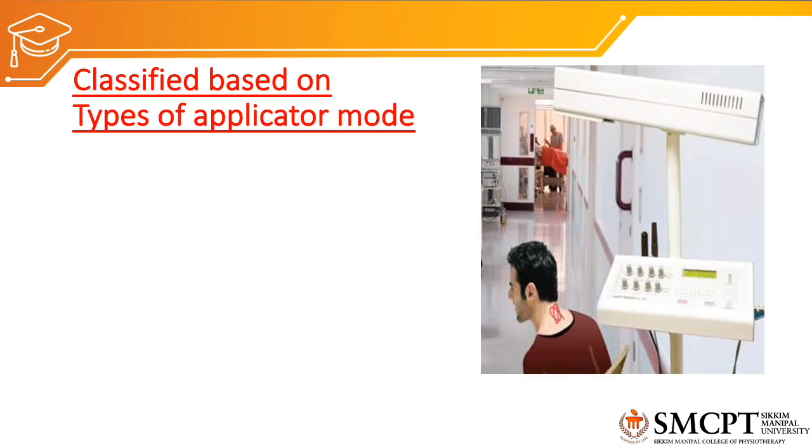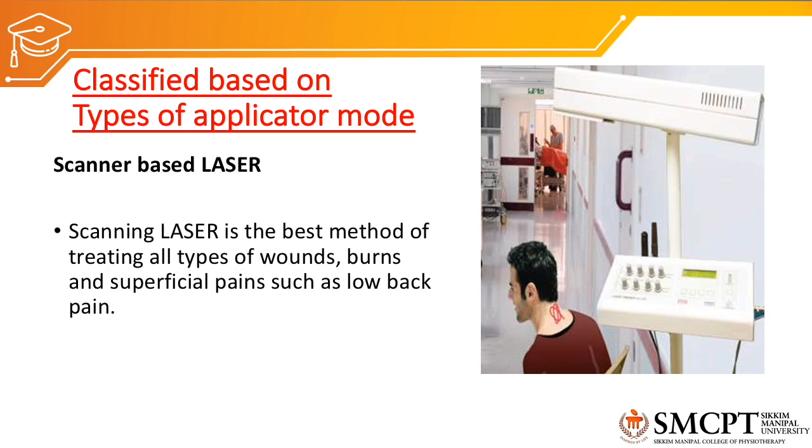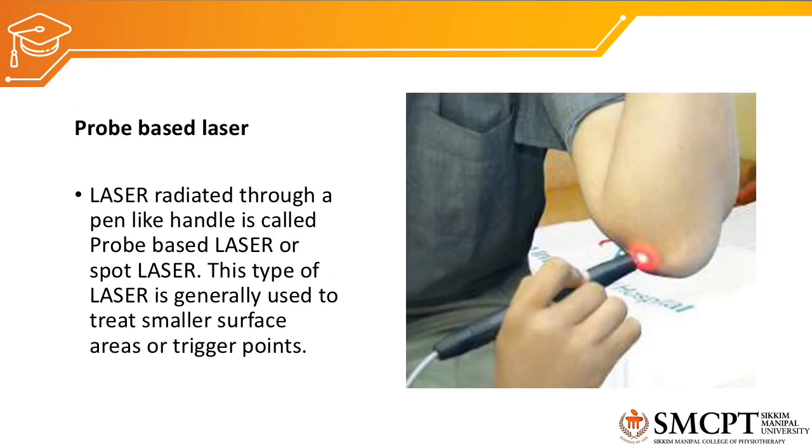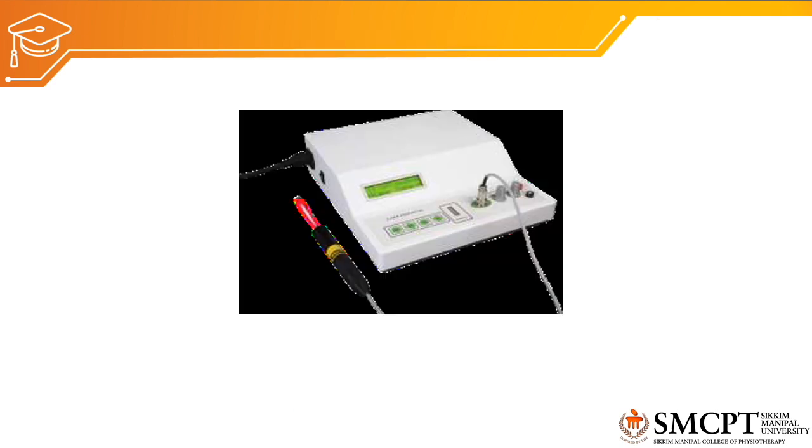Classified based on types of applicator mode. They are scanner based laser, which can be used mostly for large tissues, and probe based laser, which are used for small areas such as trigger points, tendinitis such as golfer's elbow or tennis elbow, that is medial epicondylitis. These are some of the machines which we have in our department.